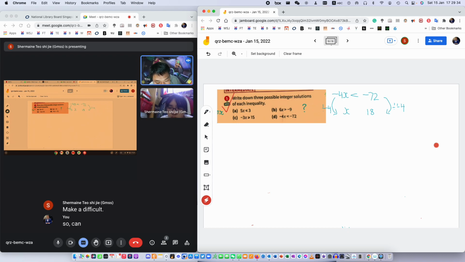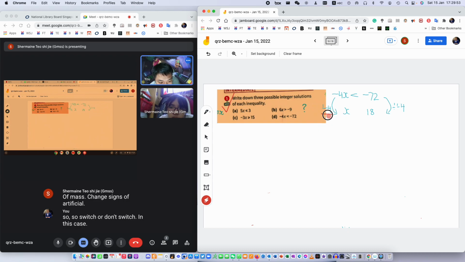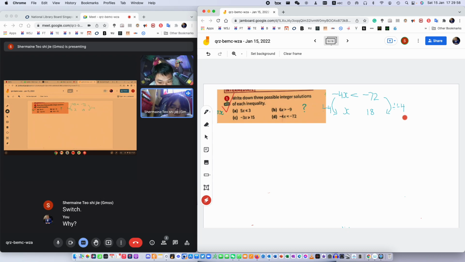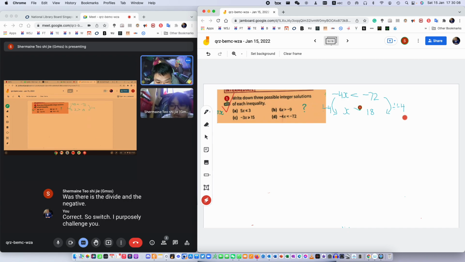Can you repeat the statement? Multiply or divide by negative numbers must change signs or switch signs. So switch or don't switch in this case? What are you doing? Switch or don't switch? Switch, because there is the divide and the negative. Correct. So switch. I purposely challenged you. Okay, good.